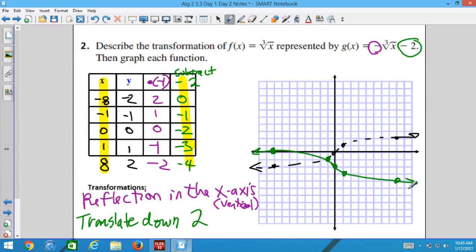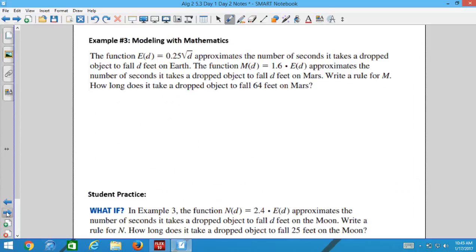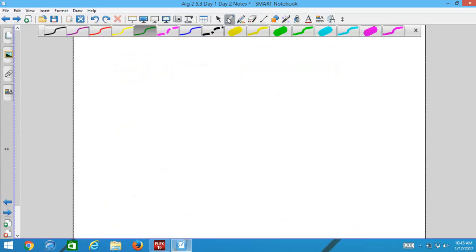So you notice that this graph still has that same look of the cube root function. It's just a reflection and then a shift. Okay, I am gonna actually stop there today. It has day 2 in a different spot in there. But this is where I will end the day 1 note.